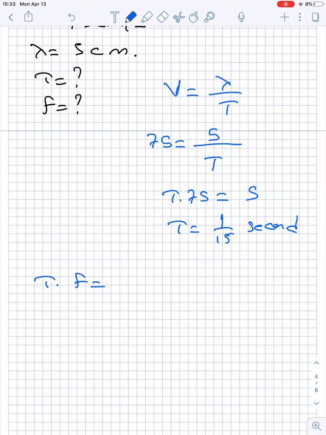Frequency: t multiplying f is equal to 1. If period 1 over 15 multiplying frequency is equal to 1, frequency is equal to 15, unit is hertz.